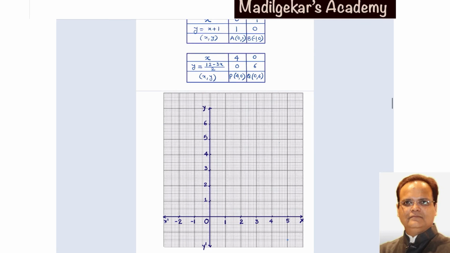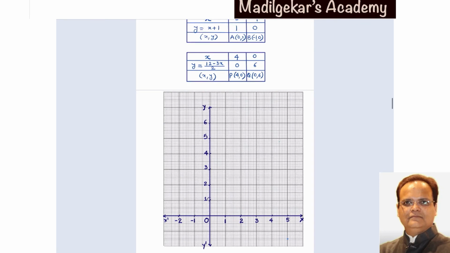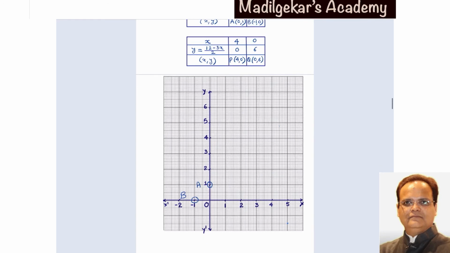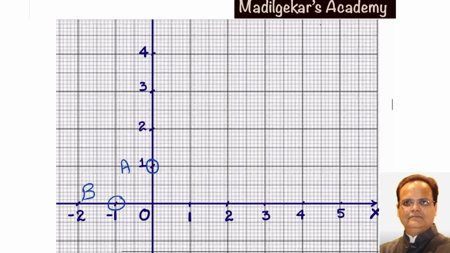The first point is A (0, 1). It lies on the y-axis. So this is point A. Second is (minus 1, 0). (Minus 1, 0) is a point on the negative x-axis. So this point is B. Join A and B.